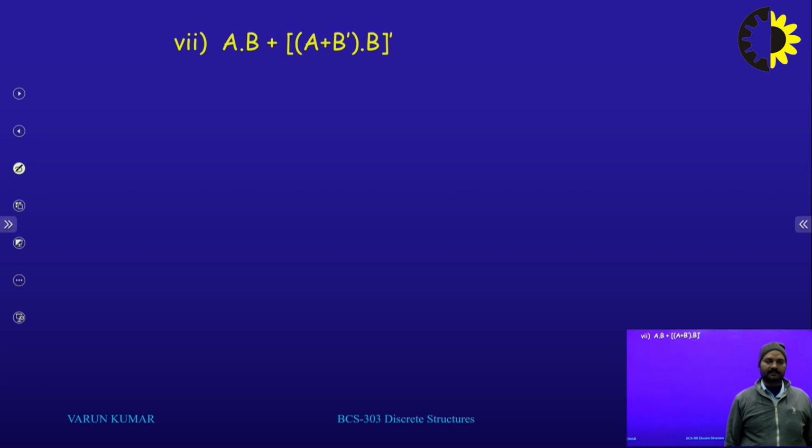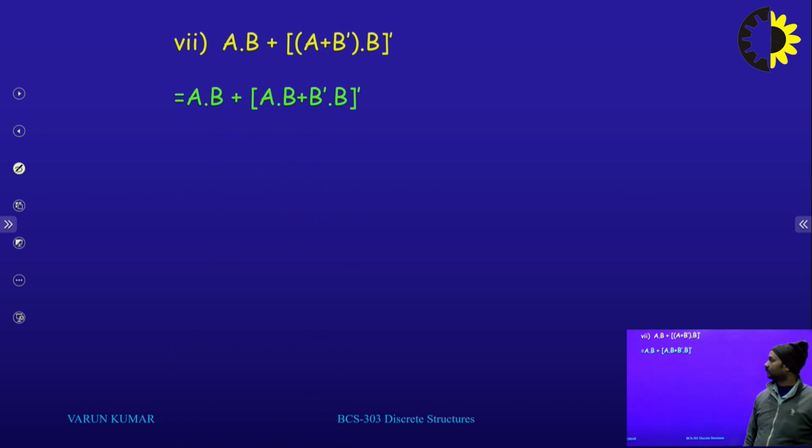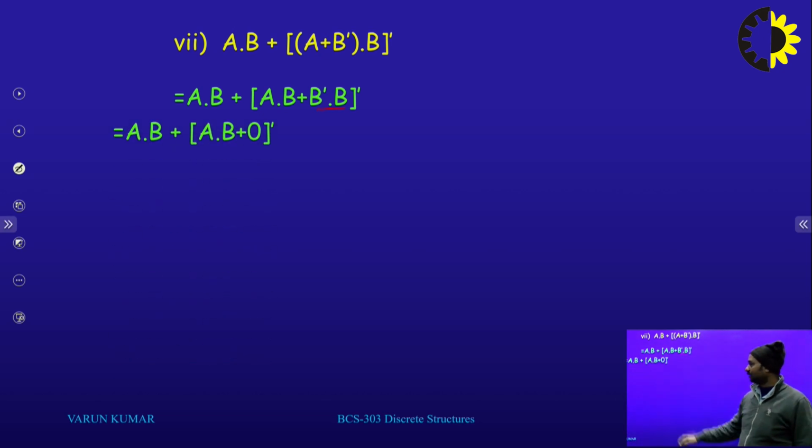Then take another example, that is A·B + ((A + B)'·B). We multiply this B inside, then what we will get, that A·B and B'·B. B'·B becomes 0. Then AB plus 0, AB plus 0 becomes AB.